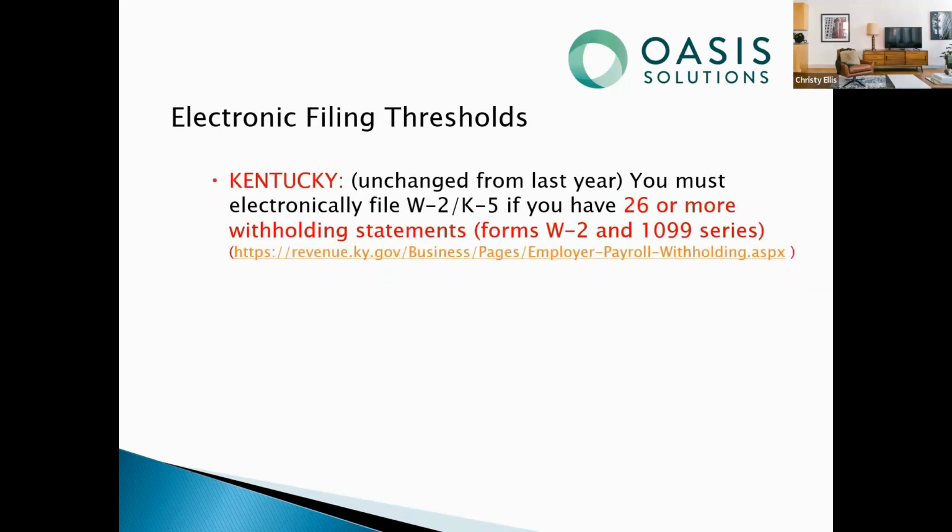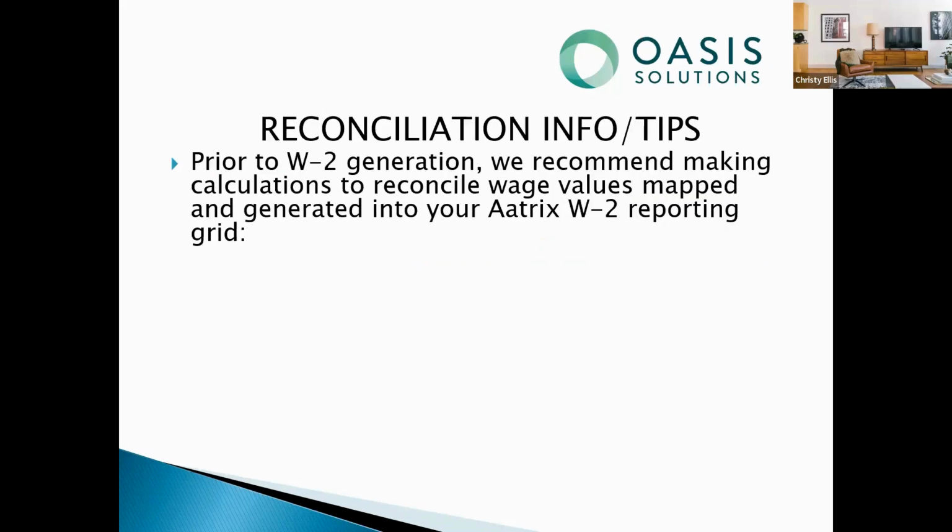On the Kentucky side, it's unchanged from last year. It's 26 or more withholding statements, and that is across W-2 and 1099 series. So if you have more than 26, you have to e-file for Kentucky. Other states, I'm not sure about the other states' requirements. So if you have other states you're filing in, you should check with your CPA or state agency to see what the filing requirements are for your state.